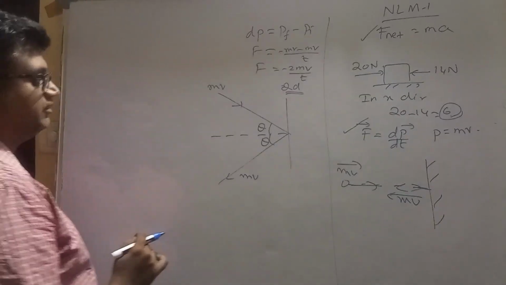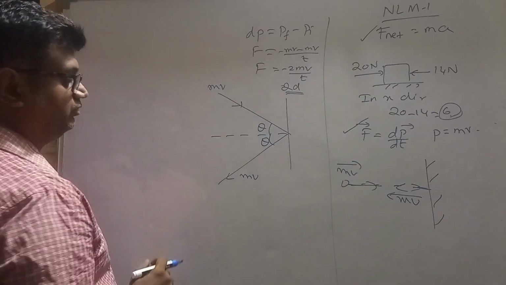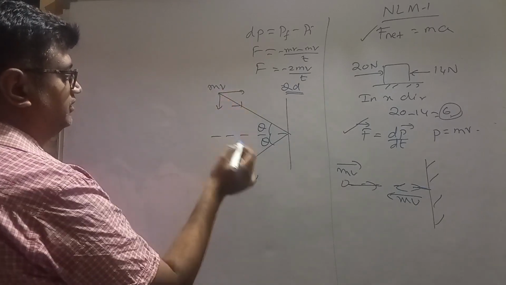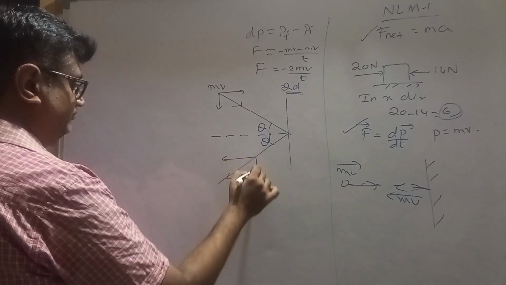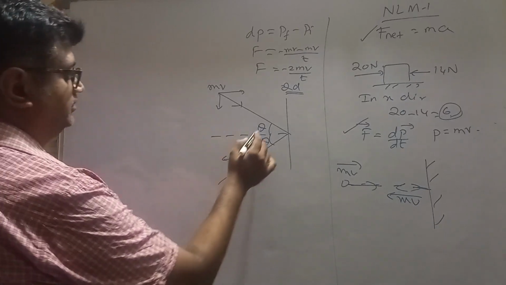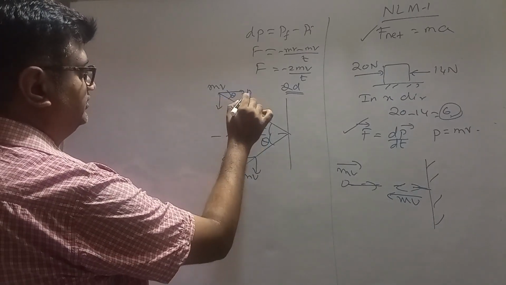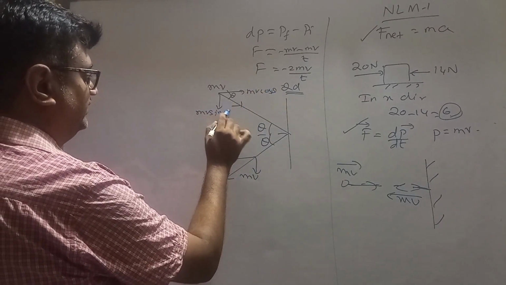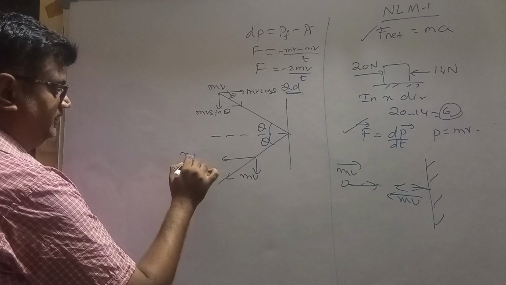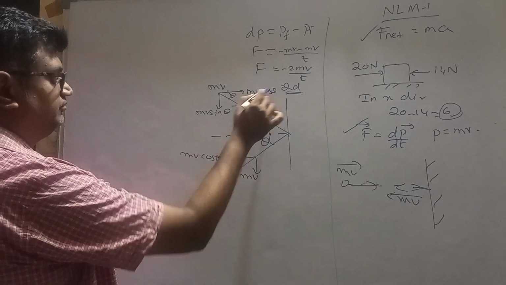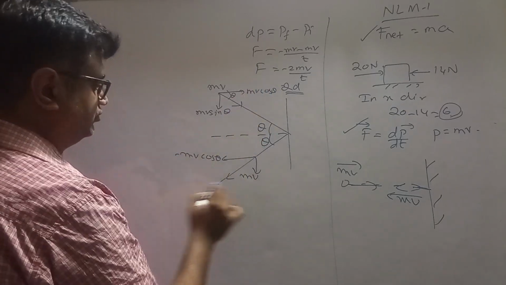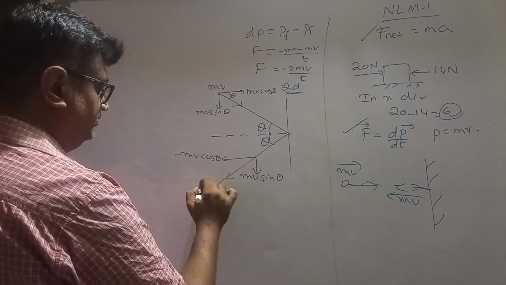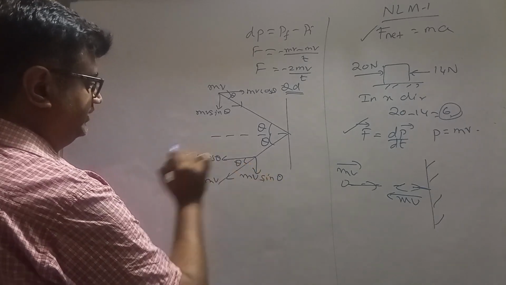In this type of problem, we have to resolve the momentum into components, horizontal and vertical. Because this is theta, and this is also theta, the components will be mv cos theta and mv sin theta. If you are calling this positive, this has to be negative: mv cos theta, and mv sin theta. This is mv actually, and this is also theta.